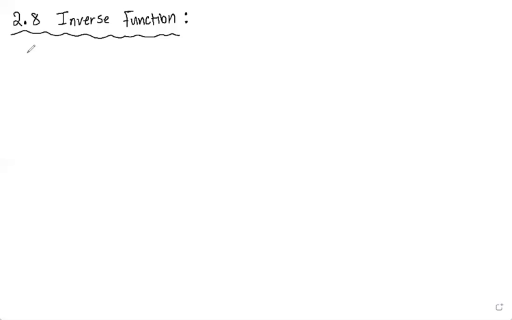So let me remind you of the inverse function. Let f be a one-to-one function. So my function is one-to-one. This means every element in the domain takes a different element in the range. Okay.